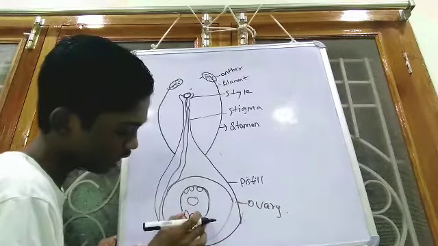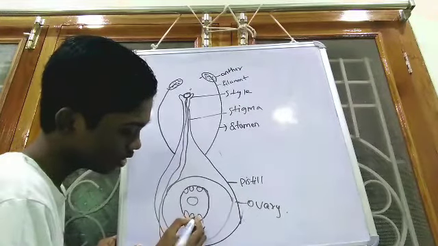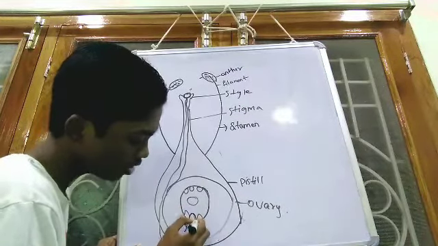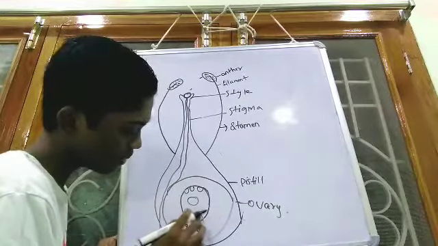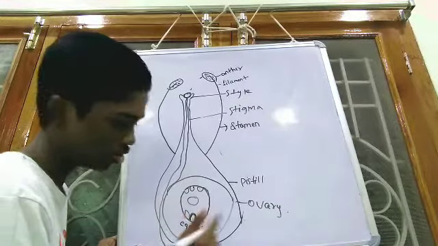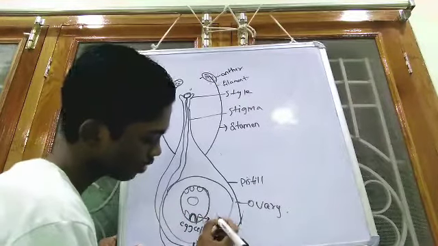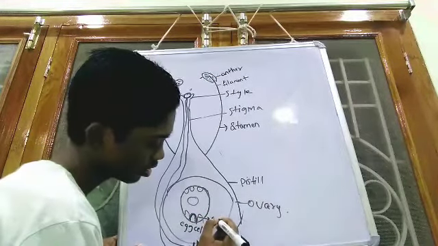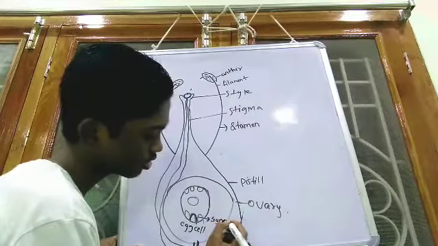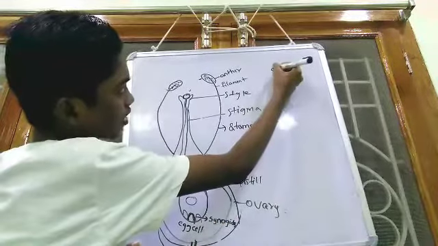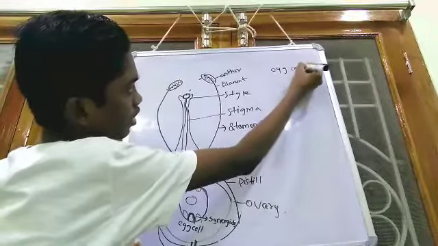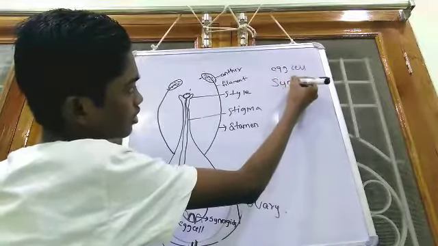Bottom middle. Here in the bottom there are 3 cells, and the middle one is called the egg cell, and the remaining 2 leftover cells are called synergids. One is the egg cell, and the remaining 2 are called synergids.